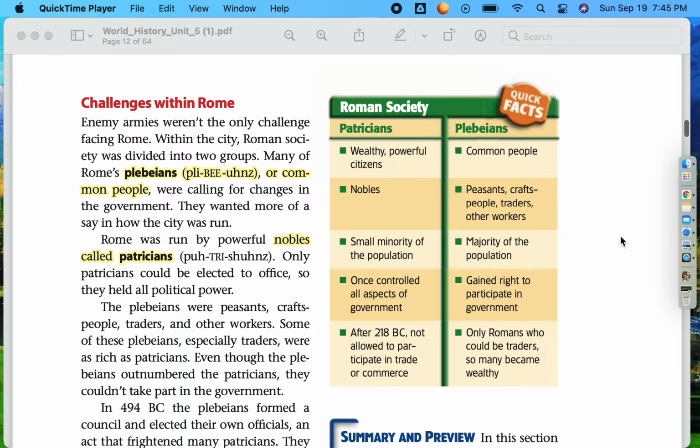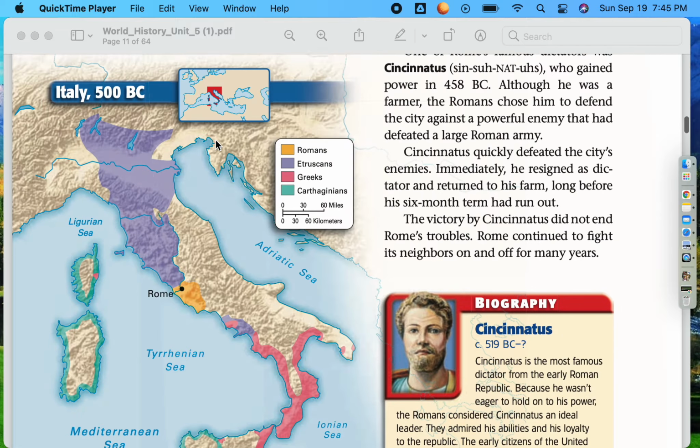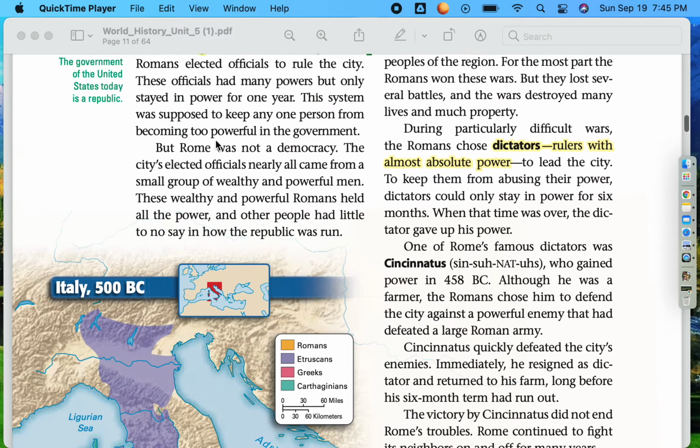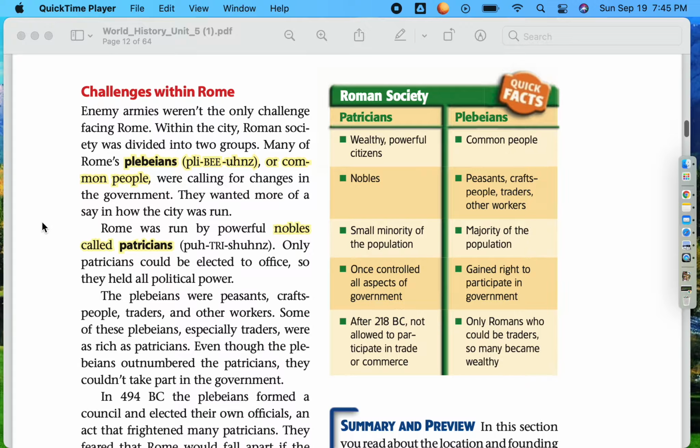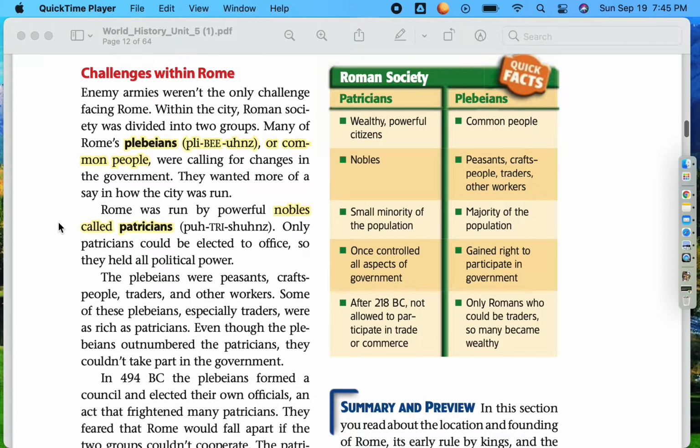All right. Now we're going to talk about some challenges within Rome. So we had challenges with outsiders coming in and attacking Rome, where you needed dictators and things like that to help out. But you also have challenges within Rome. And it especially comes down to the two different classes of citizens that were in Rome, and they are the plebeians and the patricians. Now you can see this chart here. It really does a good job of showing the differences between the two.